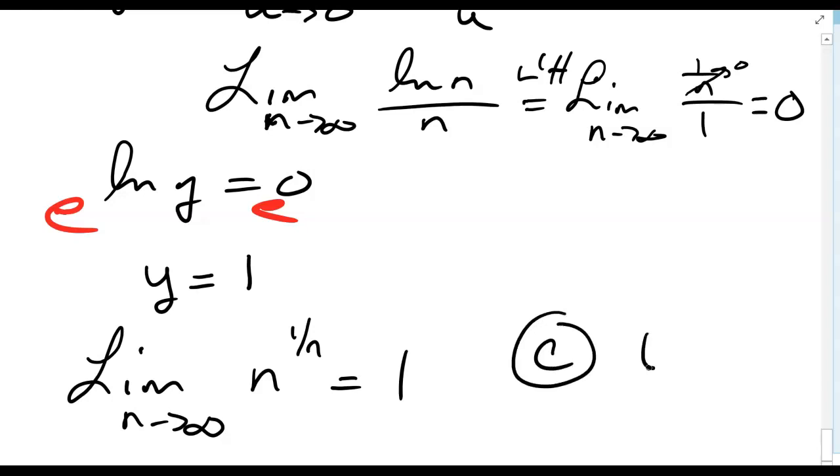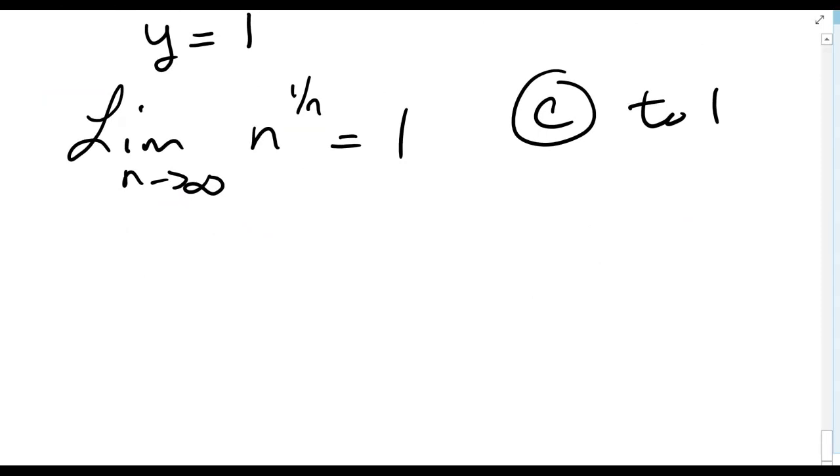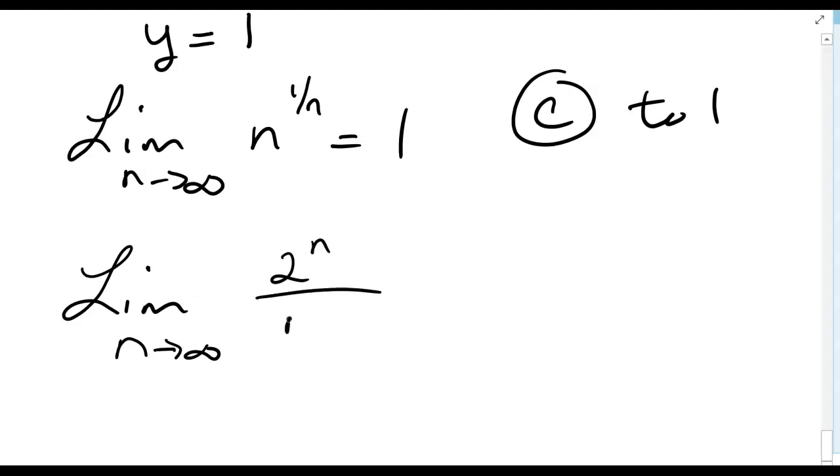So that converges to 1. Okay. Also, don't forget those growth rates that we talked about in the last video. So the limit as n goes to infinity of 2 to the n over n factorial.